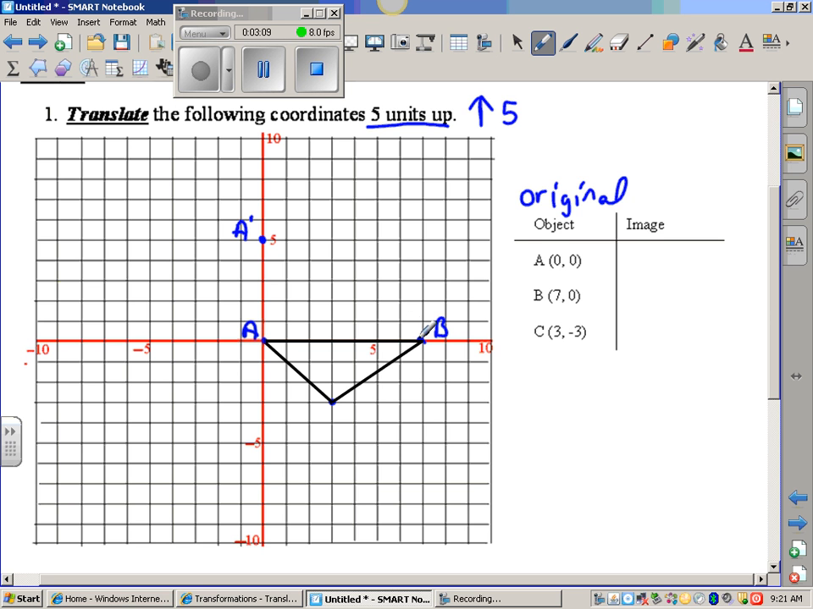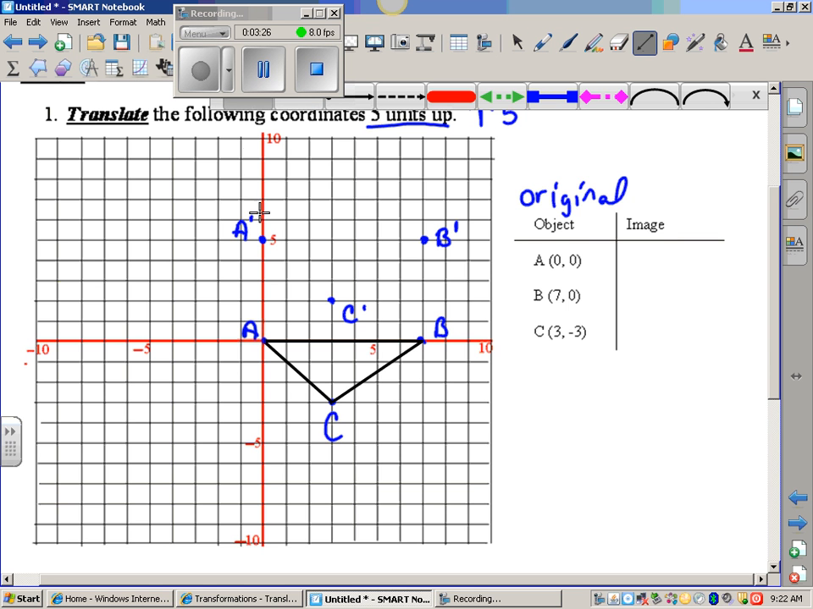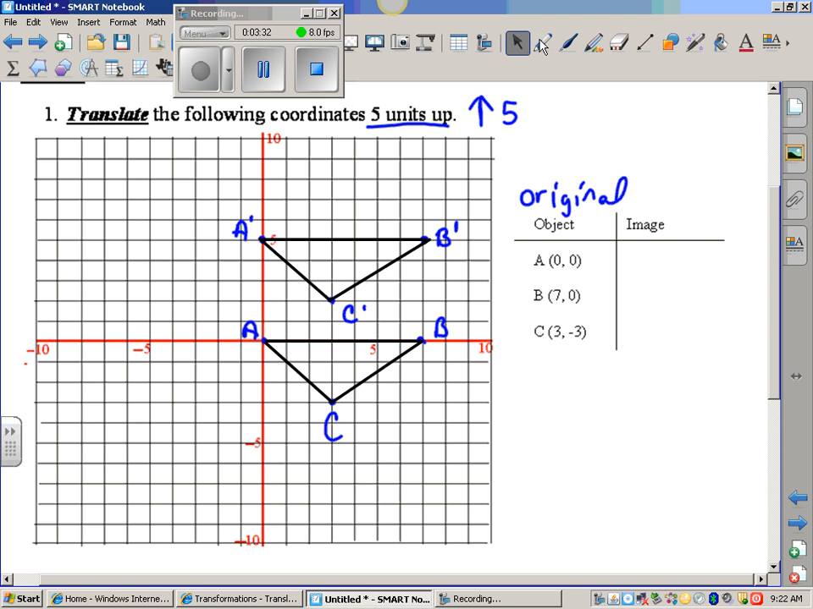Come over to B. 1, 2, 3, 4, 5. Vertex B is now up here, so we're going to label that B prime. Oh, I forgot to label C. And now C. 1, 2, 3, 4, 5. You're going to label that C prime. Connect the vertices with a straight edge. And now I just translated my triangle 5 units up.